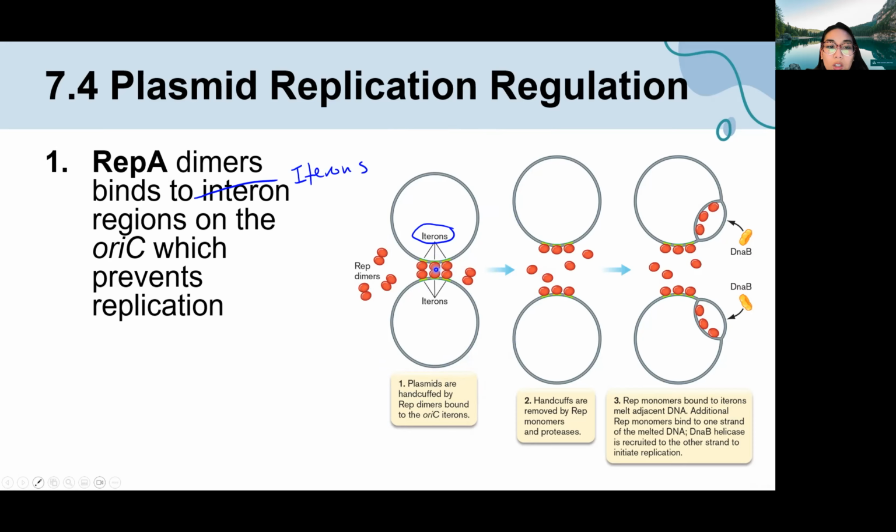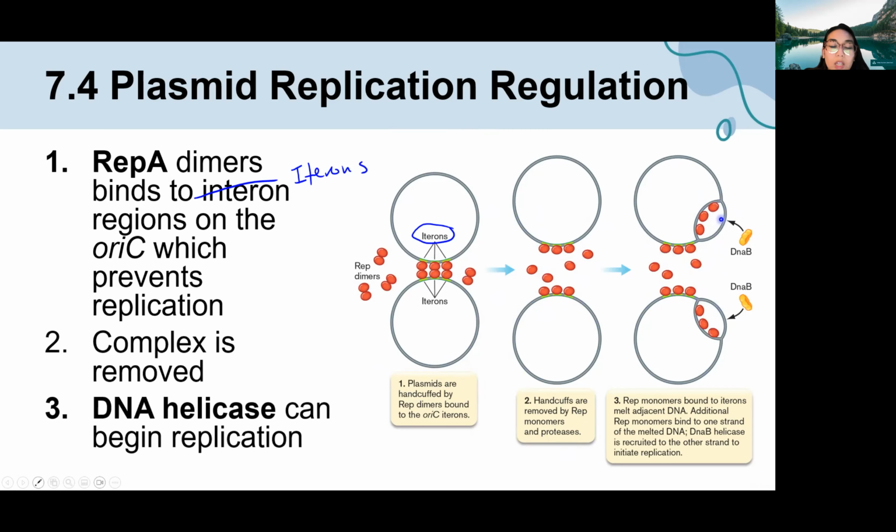Now, if we want to turn on the replication of the plasmid, we can get rid of this complex, usually through proteases and stuff like that. But basically, we're getting rid of these dimers. Now that the dimers are not there and the handcuff is broken, we can add the helicase and the DNA replication can continue. So the helicase can begin replication here. This is just how the plasmid regulates how much replication is happening. It will handcuff itself if it doesn't want to replicate, and it will undo the handcuff if it wants to continue replication. Okay. All right.